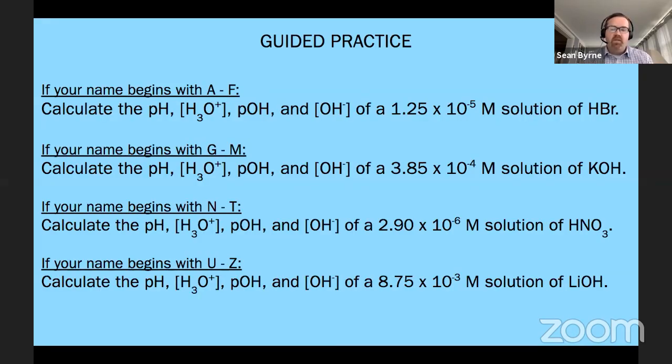I'll give you a warning there that nitric acid is a strong acid, and so you can use the same methods that we've used in the past. Lastly, if your name begins with U through Z, why don't you analyze lithium hydroxide there for us and see what you can come up with. I'm going to give you approximately 30 seconds to get started on these problems.